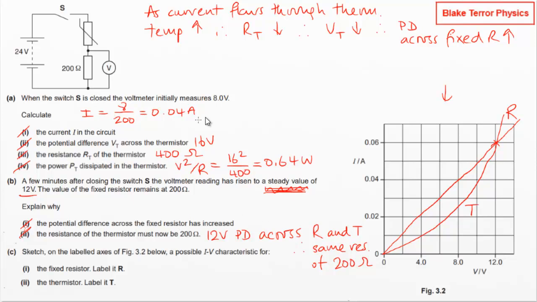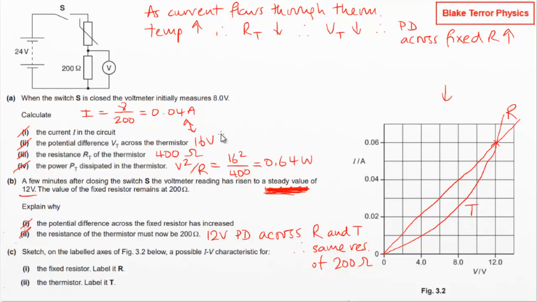You could ask the question, well, why aren't we using these values here, where we've got 16 volts across the thermistor and 0.04 amp current? Well, it's because it's not a steady state. So you want to get a steady value here, because we've got this resistance changing around all of the time with a thermistor, depending on what its temperature is.